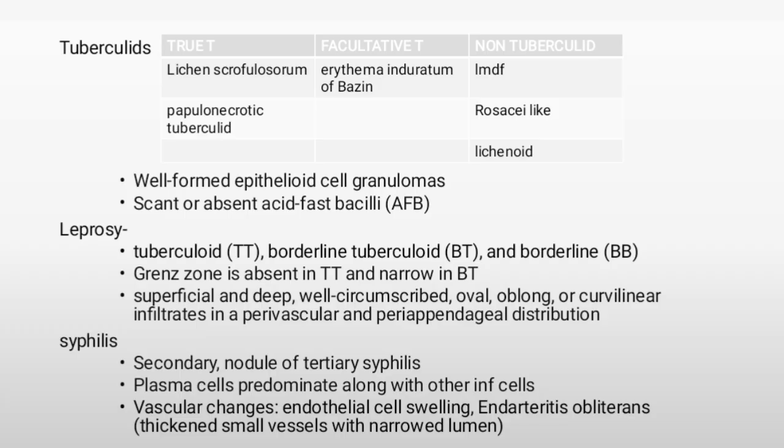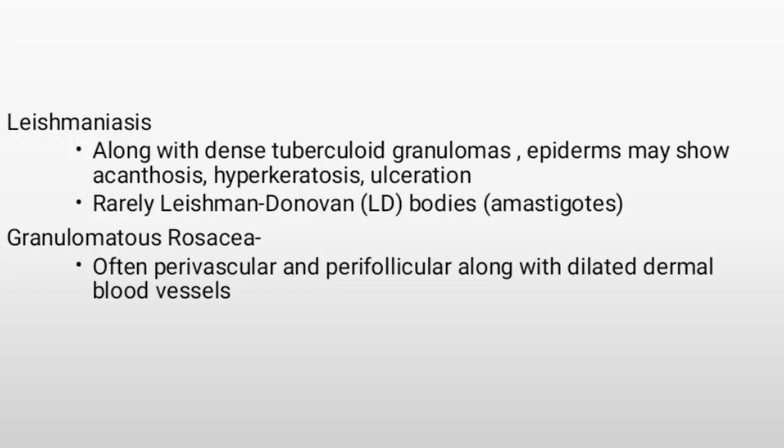In leishmaniasis, along with tuberculoid granuloma, we can see epidermal changes, and rarely LD bodies within macrophages can be seen. In granulomatous rosacea, along with the tuberculoid granuloma, we can see perivascular and perifollicular granulomas with dilated dermal blood vessels.